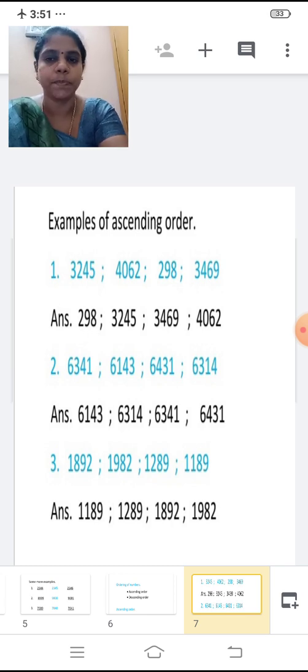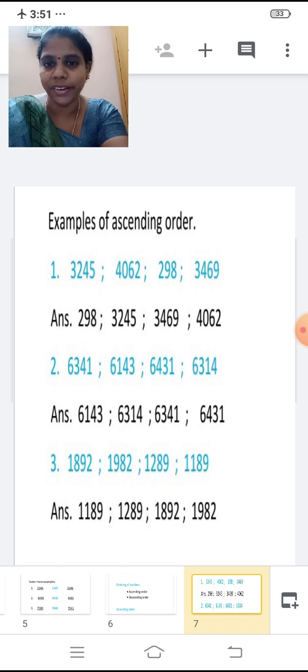Second example is 6341, 6143, 6431, 6314. So shall we write this in ascending order?